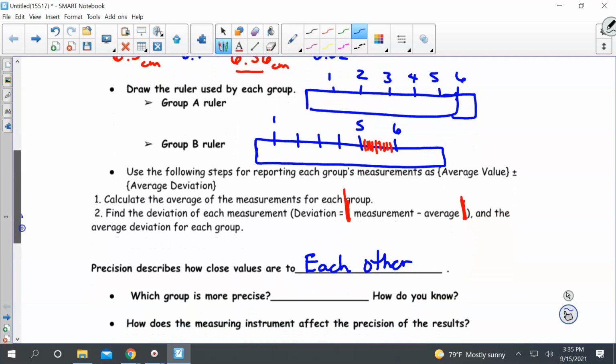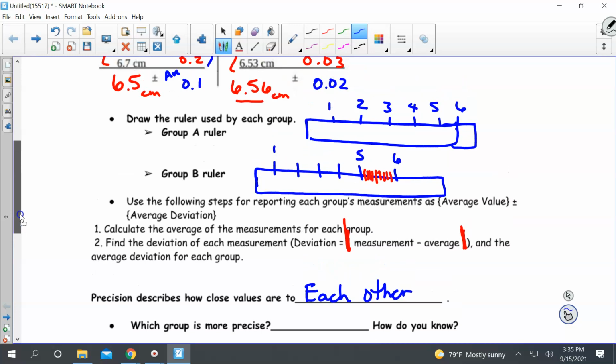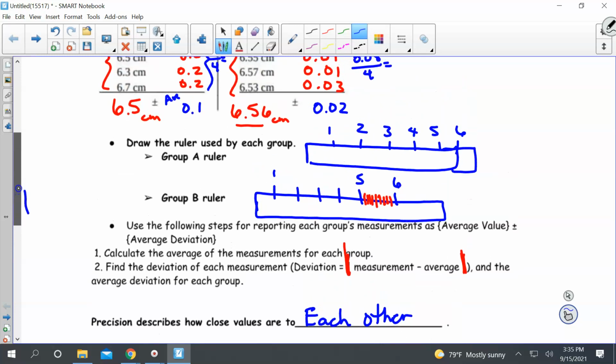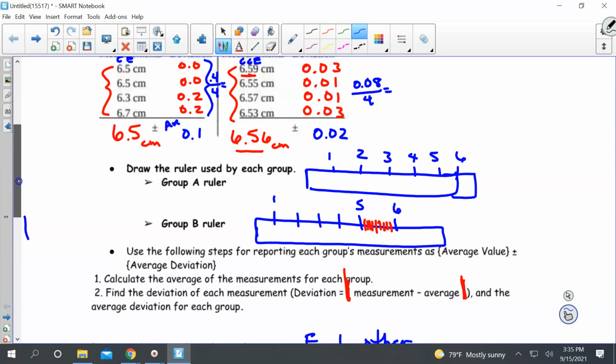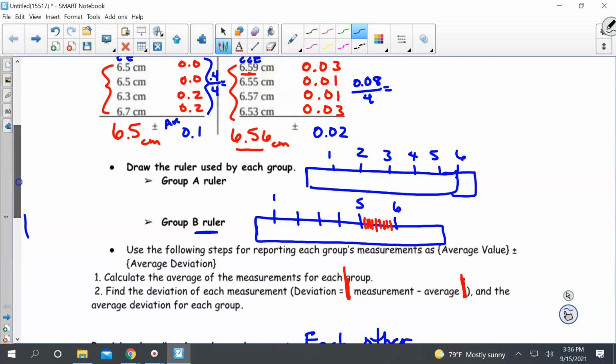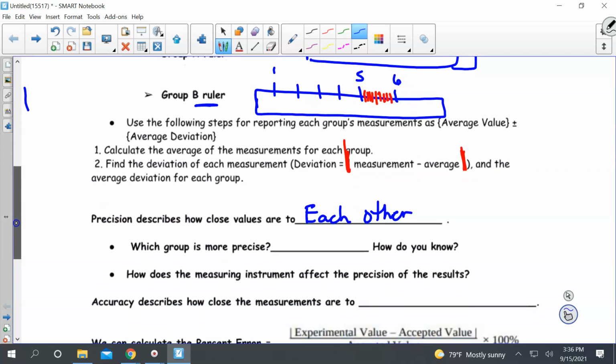It says, which group is more precise of groups A and B? If we look at the rulers, which one has the smallest markings? It's this one. So it looks like group B is more precise. And the reason would be the ruler has smaller divisions.